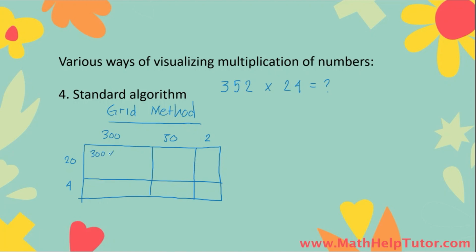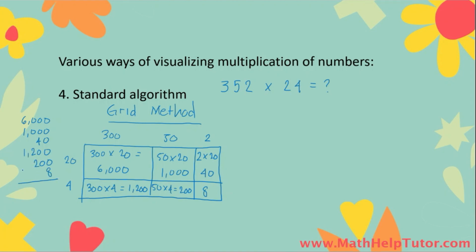So this is 300 times 20, which is equal to 6,000. 50 times 20, which is equal to 1,000, 2 times 20, which is equal to 40, 300 times 4, which is equal to 1,200, 50 times 4, which is equal to 200, and 2 times 4, which is equal to 8. And then finally, after all that, we add all the areas and then we get our answer. That's 6,000 plus 1,000 plus 40 plus 1,200 plus 200 plus 8.